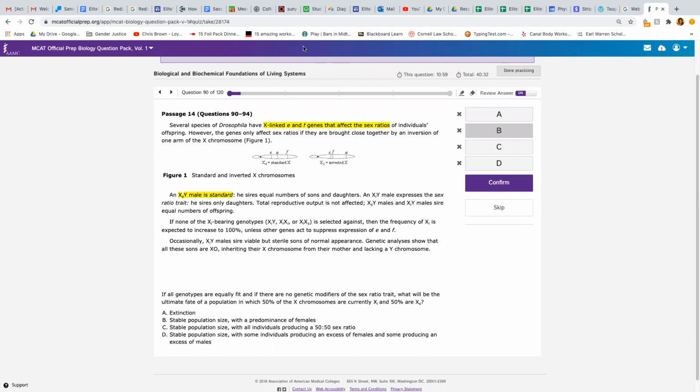She has to be XSXS, so that is homozygous dominant, or she may be XSXF, but had passed on the good allele, that good 50%.